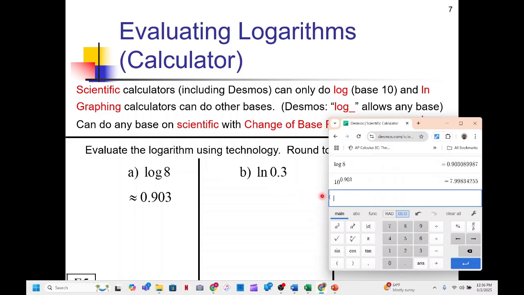Now for this next one, ln of 0.3. For this one, we just type in ln 0.3. And that tells us what I have to raise e to get 0.3, in this case negative 1.204.